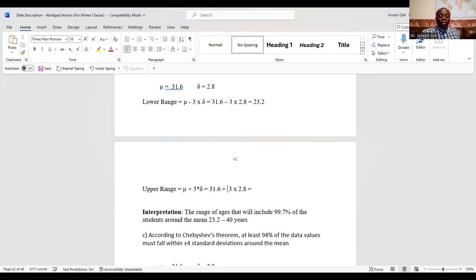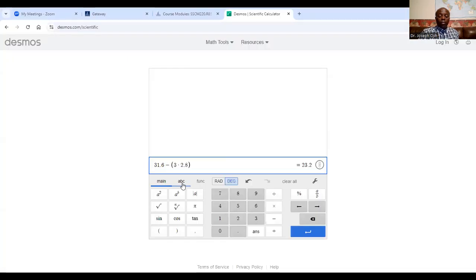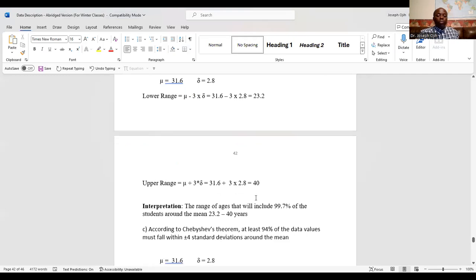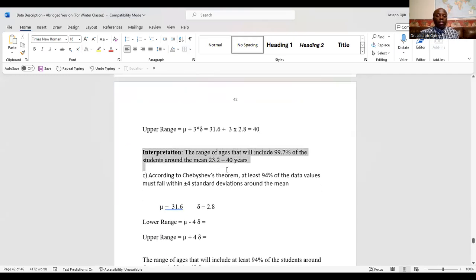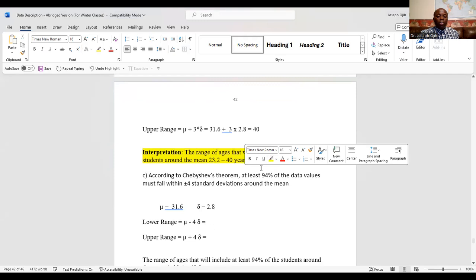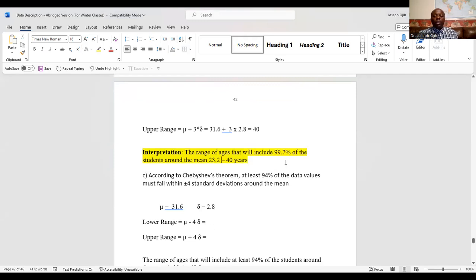And I want to do the same thing in the calculator. Go to the calculator and change the minus sign to a plus sign. That gives me 40 years. Which means that the range of ages that will contain 99.7% of the students around the mean is 23.2 years to 40 years.